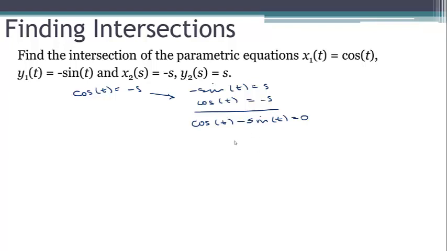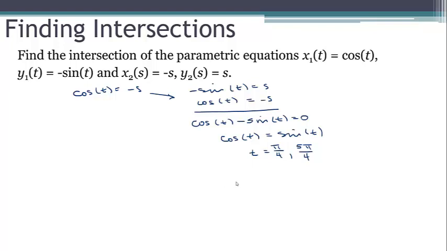Right? And if we add sine of t to both sides, we get cosine of t equals sine of t. And we know that the only place where the cosine and sine are equal to each other is when t equals pi over 4 or 5 pi over 4. All right, and that's what we need, right?